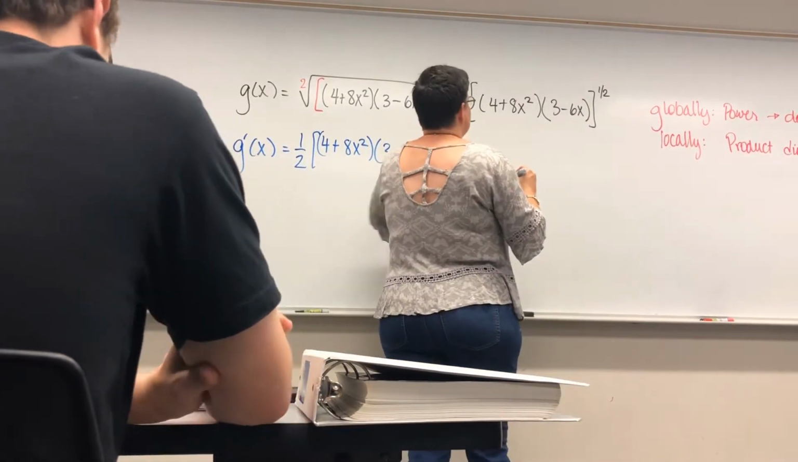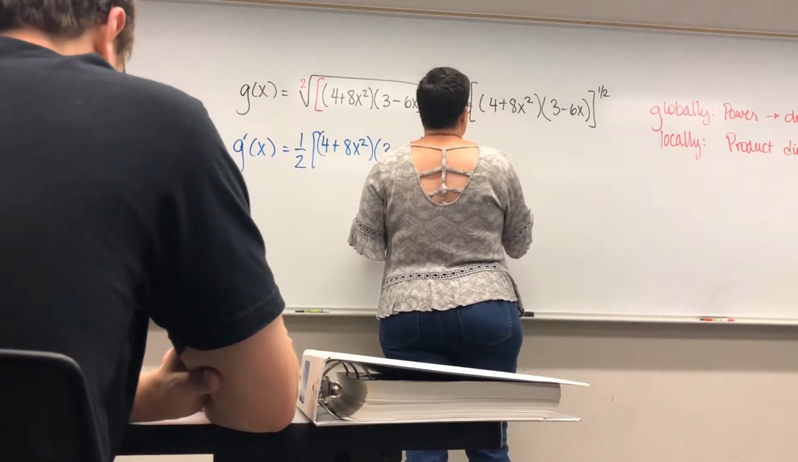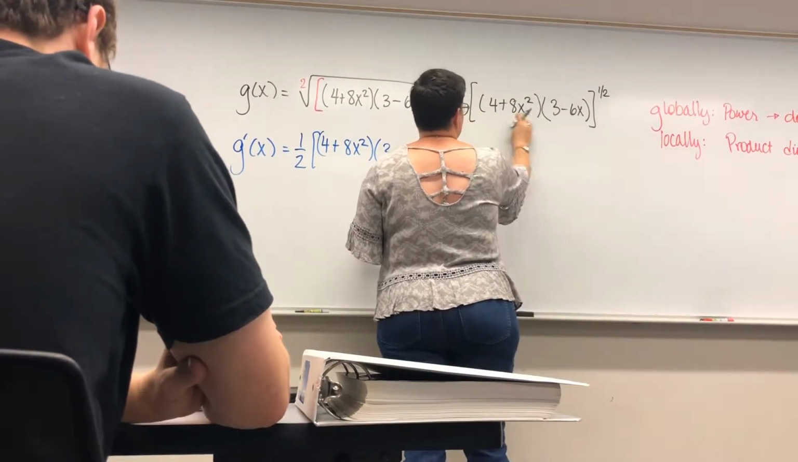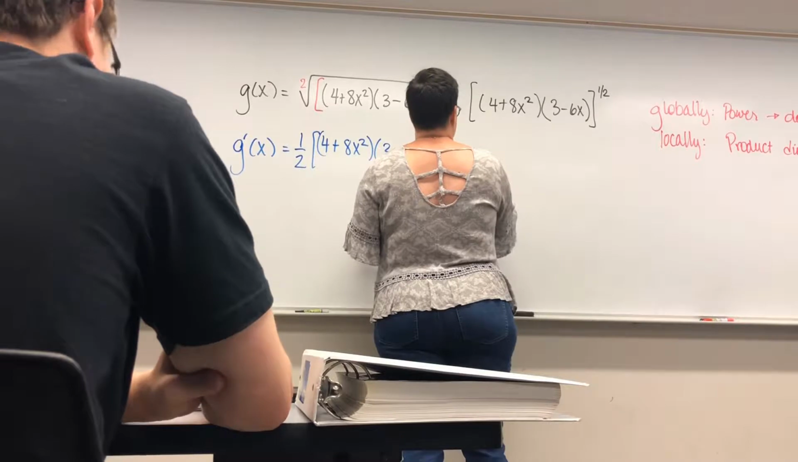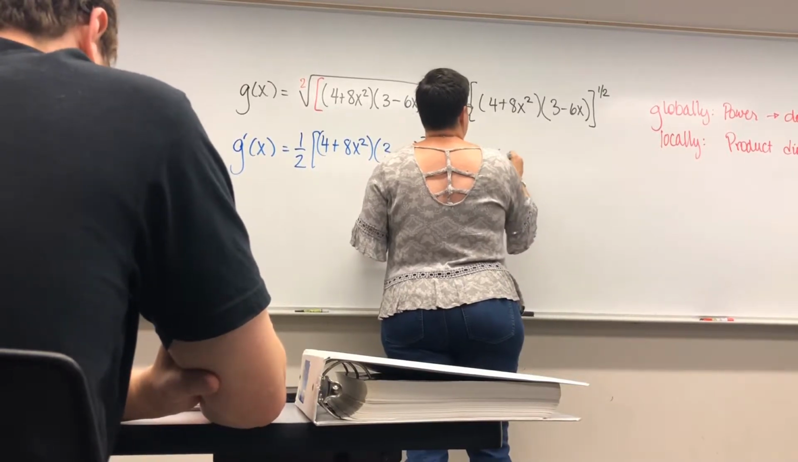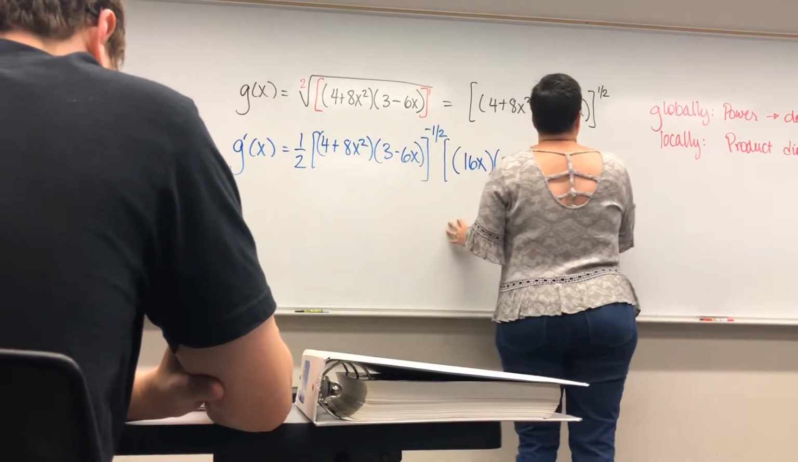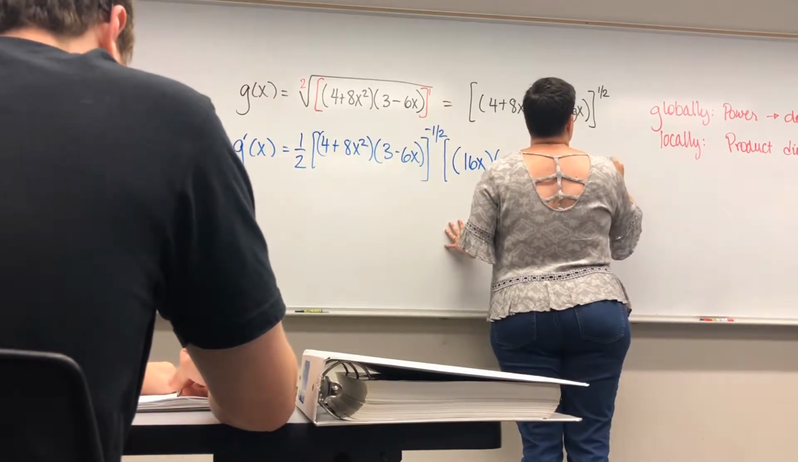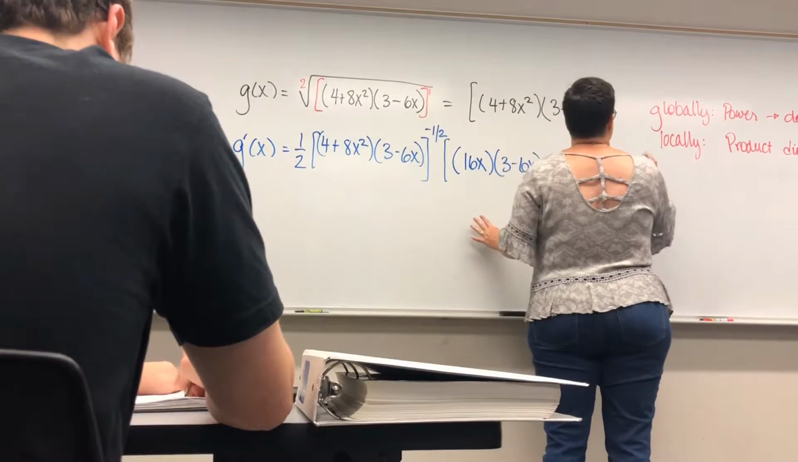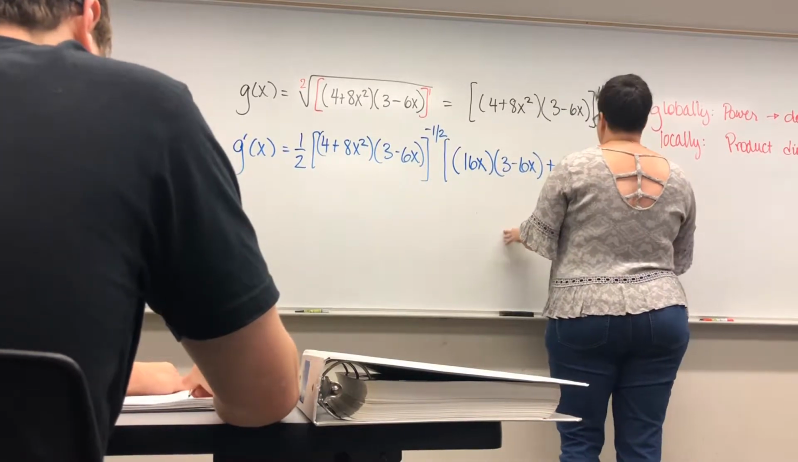Great, so now let's do the derivative of the inside, which is gonna be u prime v plus uv prime. So u prime is gonna be what? Yeah, and v plus u times v prime. Finish my brackets.